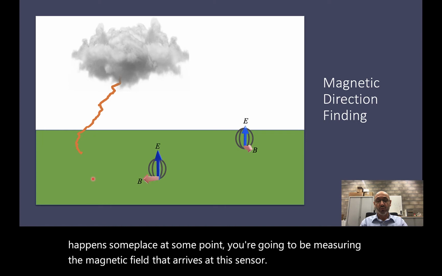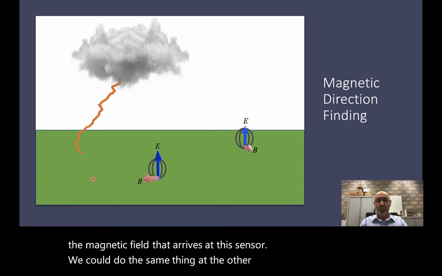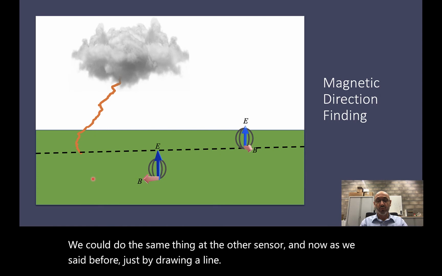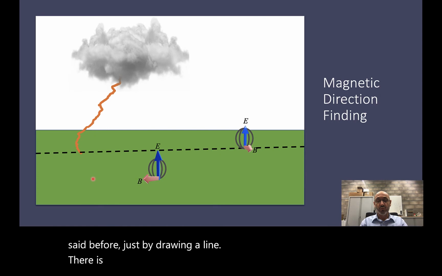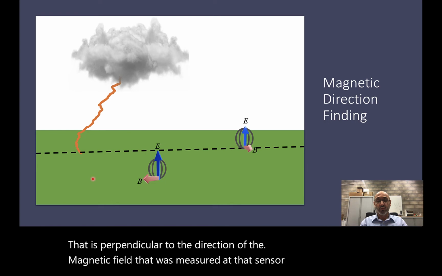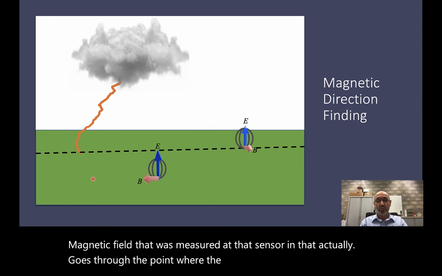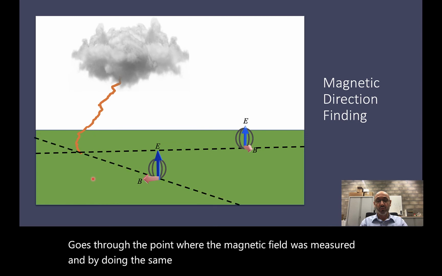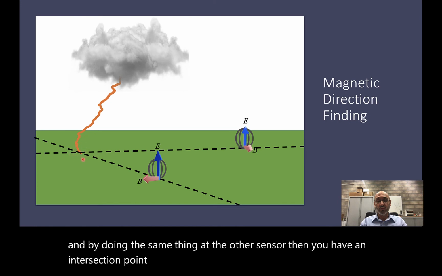We could do the same thing at the other sensor, and now, as we said before, just by drawing a line that is perpendicular to the direction of the magnetic field that was measured at that sensor, and that goes through the point where the magnetic field was measured, and by doing the same thing at the other sensor, then you have an intersection point here, which is the location of the lightning.